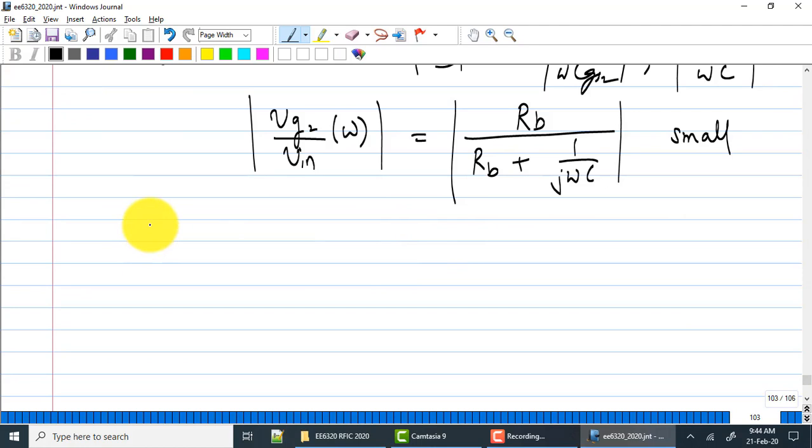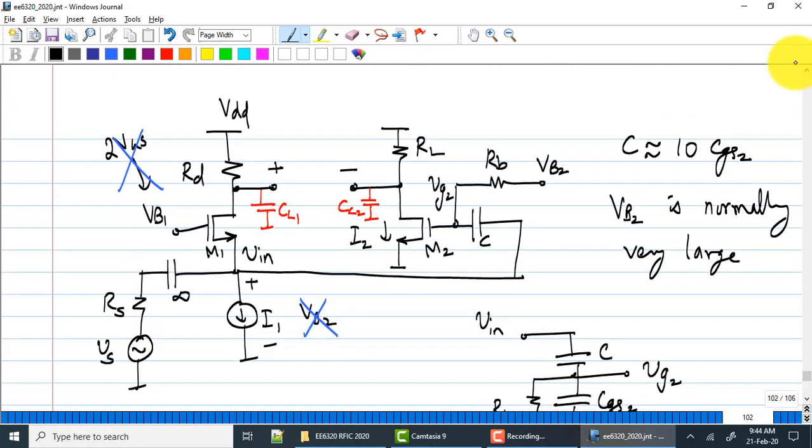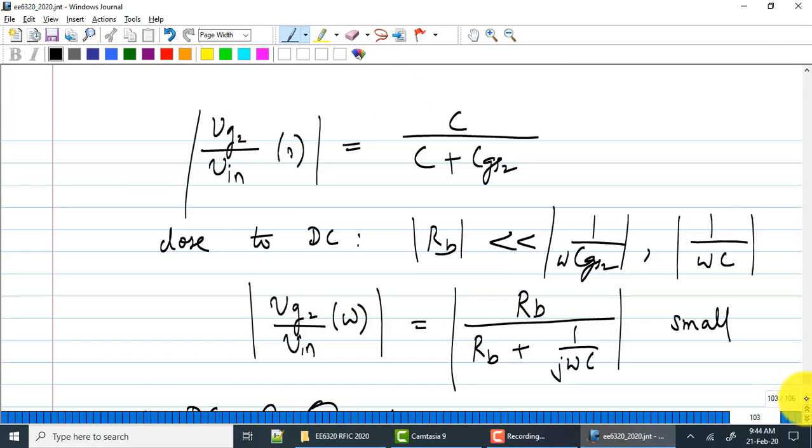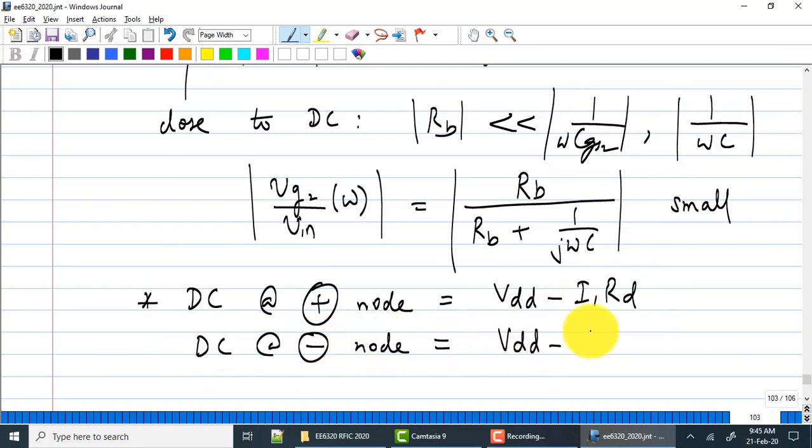What is the DC at the plus node? Is VDD minus I1RD. What is the DC at the negative node? It's VDD minus I2RL. The DCs are completely different. Okay. So if you are going to take this and use it, most probably you will have to AC couple it and then use it. You cannot DC couple this most probably. Okay. Unless you are planning to propagate the asymmetry.